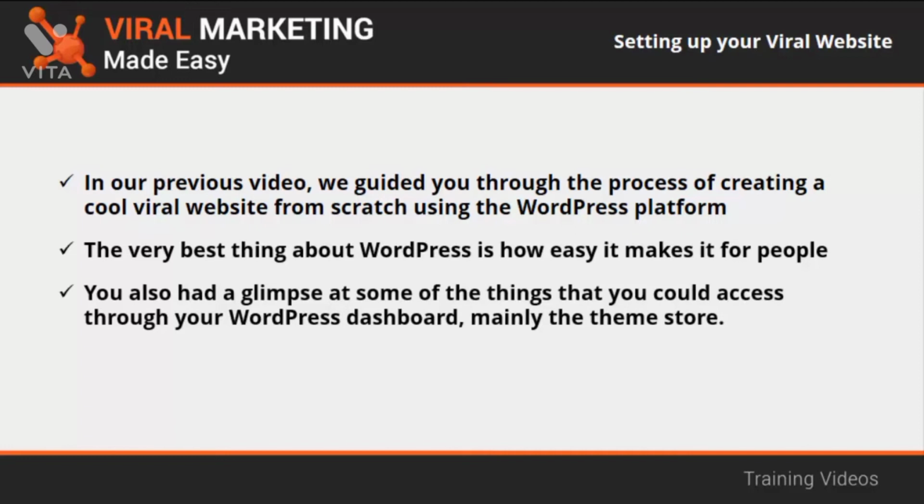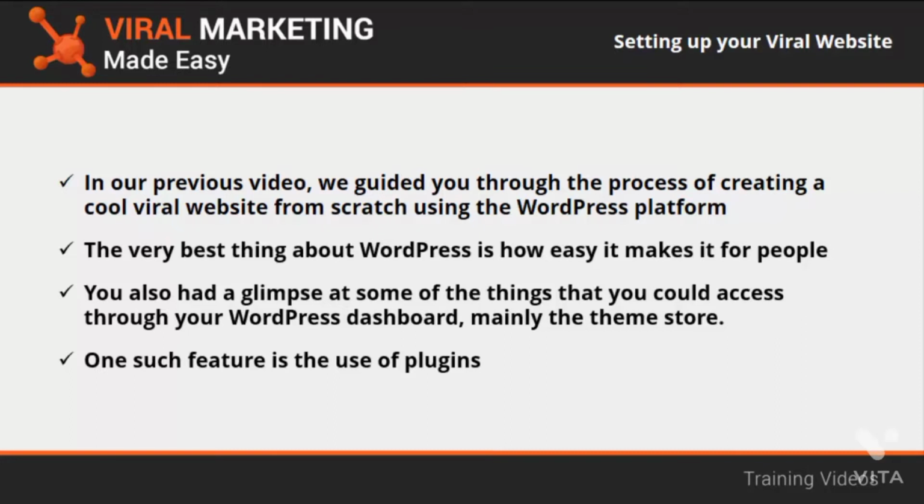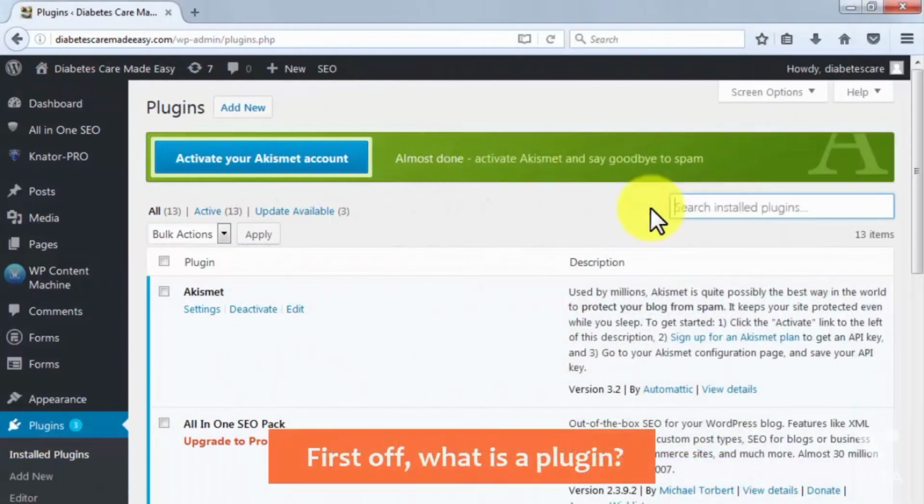You also had a glimpse at some of the things that you can access through your WordPress dashboard, mainly the theme store. The Appearance tab will enable you to get your hands on a lot of other features that will give you greater power over your viral website without having to know any programming tricks or other complex tasks. One such feature is the use of plugins that will allow your website to perform beyond what you actually thought was possible. In this video, we'll teach you which plugins will give you a real advantage in this viral marketing race. First off, what is a plugin?